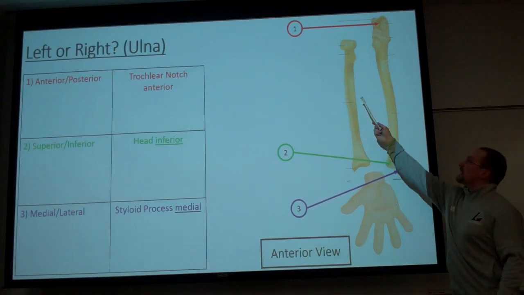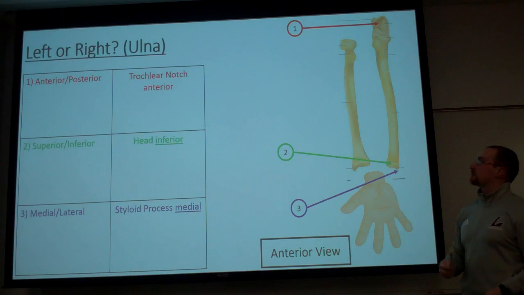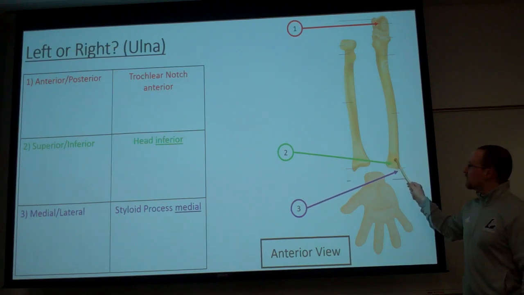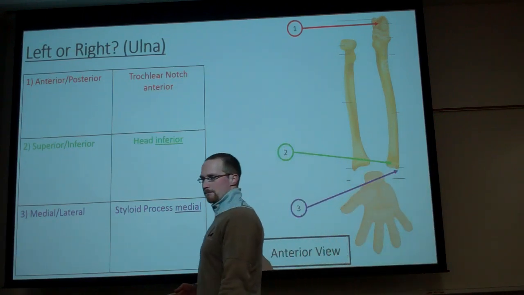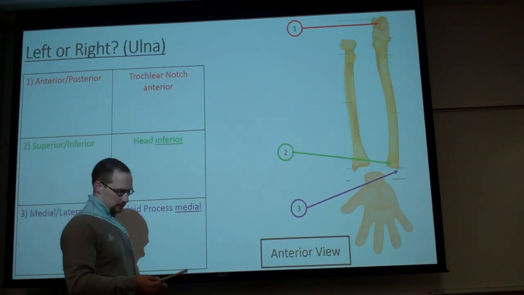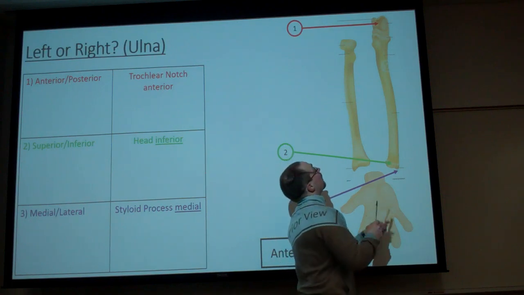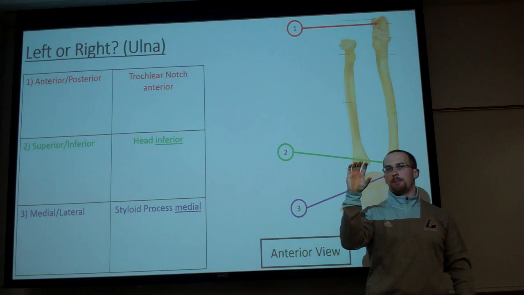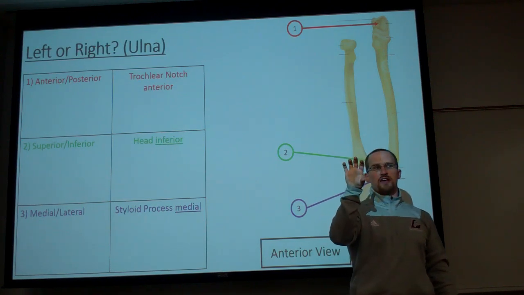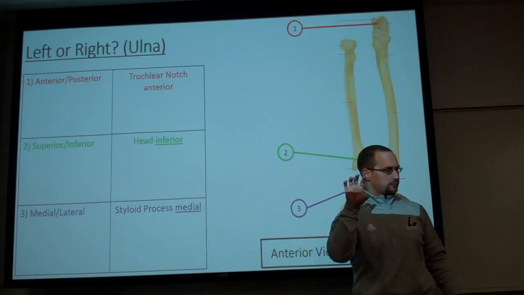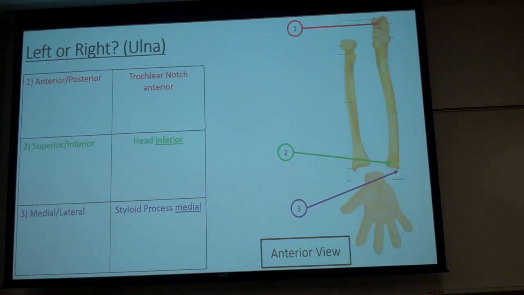Now we talked about how the radius head and the ulnar head are flip-flopped. So the head of our ulna is going to be inferior. And lastly here, up top at number 1, our trochlear notch, the big C part, the big Pac-Man part, faces forward. That faces anteriorly. So that's how you can tell left from right.